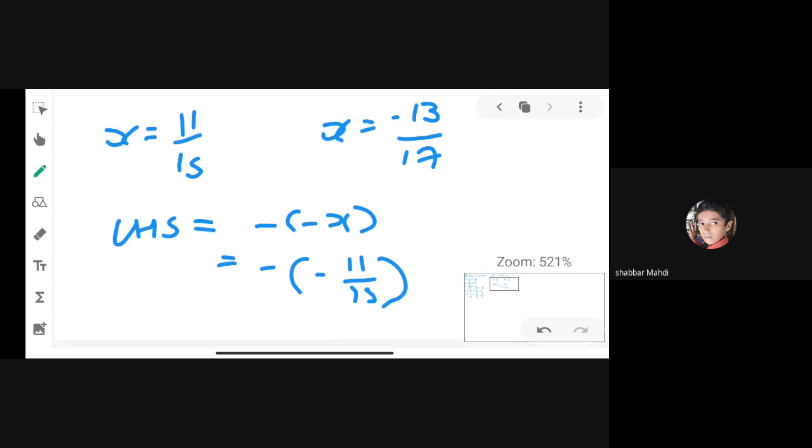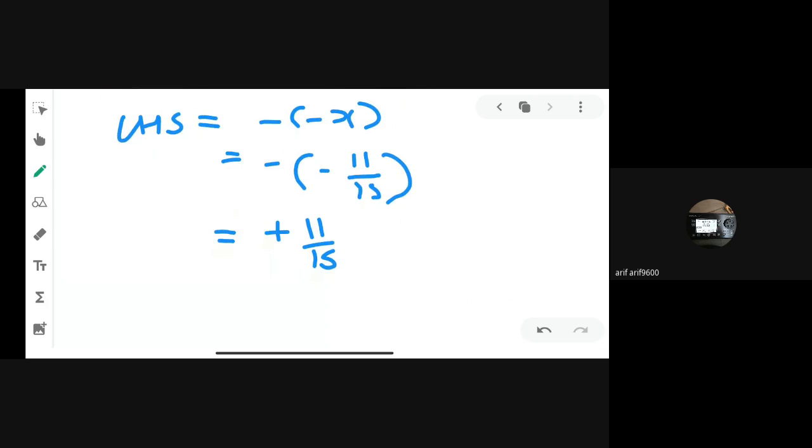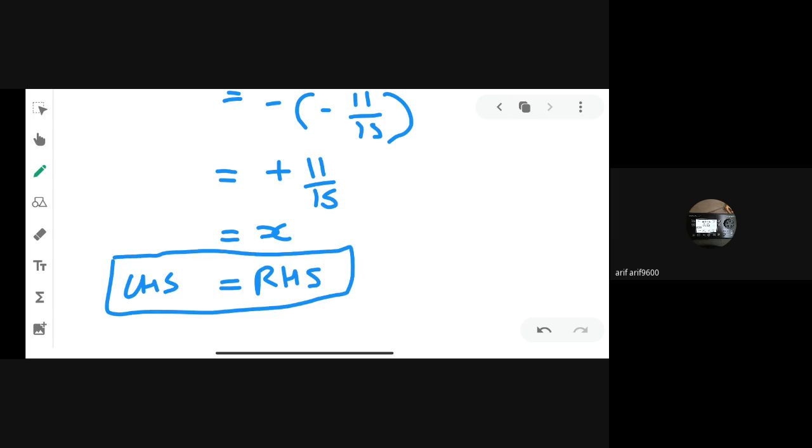It is 11 by 15. Now you can see, whenever you open the bracket, we know that the bracket is in multiplication. And in 7th standard, you already studied all the signs. If minus minus in multiplication, it becomes positive. And 11 by 15 is equal to x, and it is the value of the right hand side. So we can say that LHS is equal to RHS.